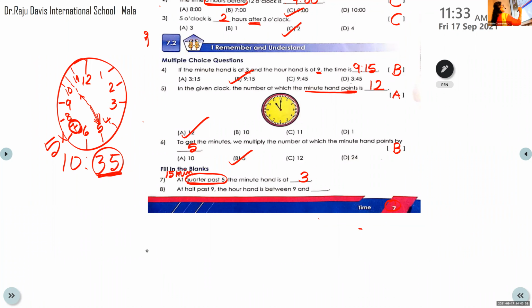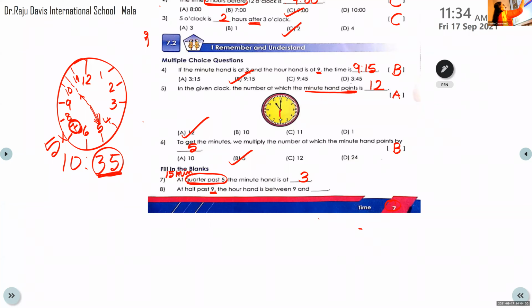Question number 8. At 9:30, the hour hand. It is not asked about the minute hand. It is asked about the hour hand. In between which two numbers should the hour hand be for 9:30? Half past is used for how many minutes? 30 minutes. Half past is used for 30 minutes.